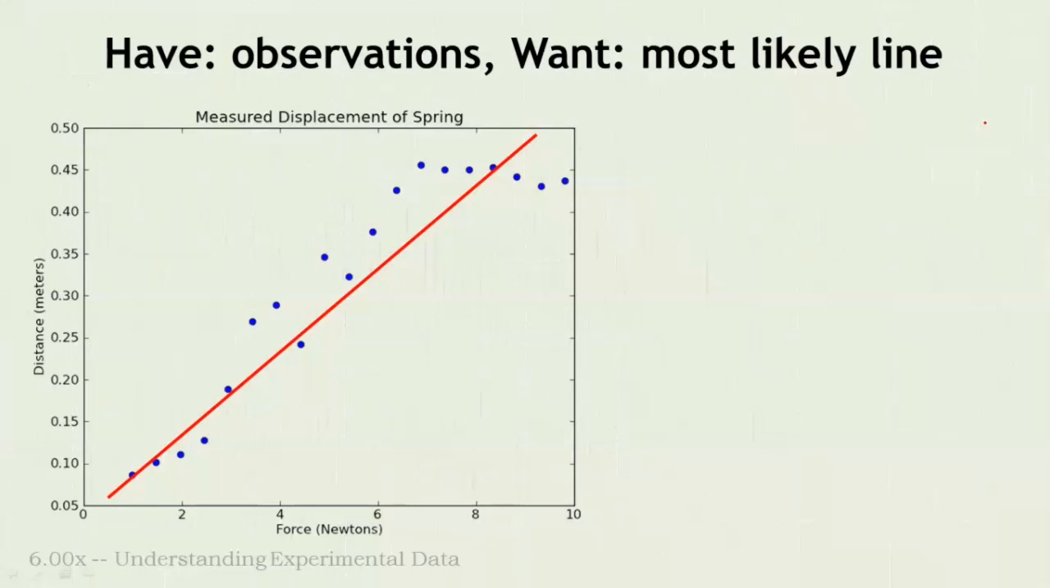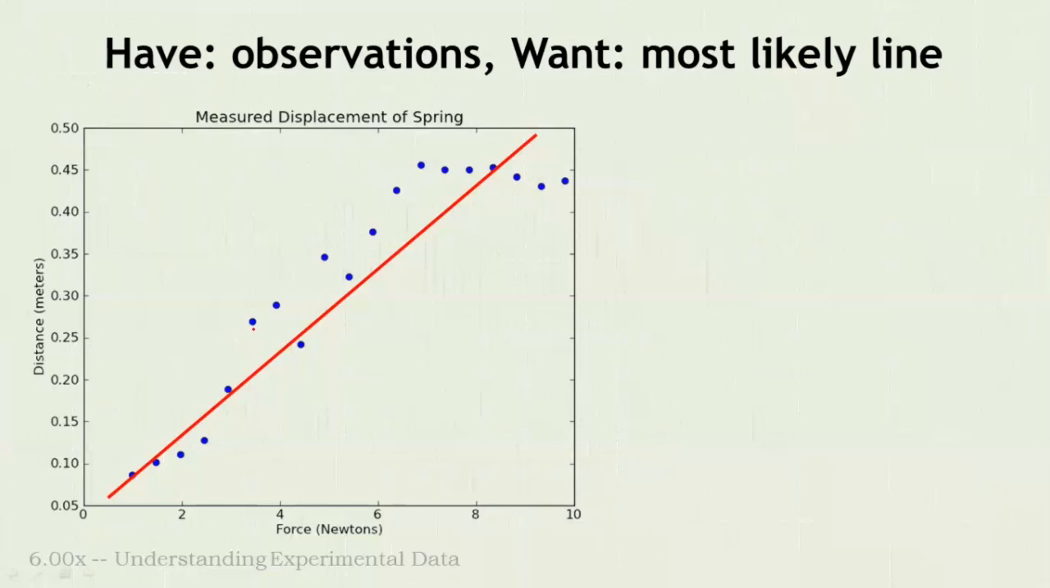Well, what we have is a bunch of observations that we made with our experiment. You can see them here plotted as the blue points. And what we'd like to do is to somehow discover the most likely line that represents the theory that we hypothesize explains how the spring works, given the observations that we have.